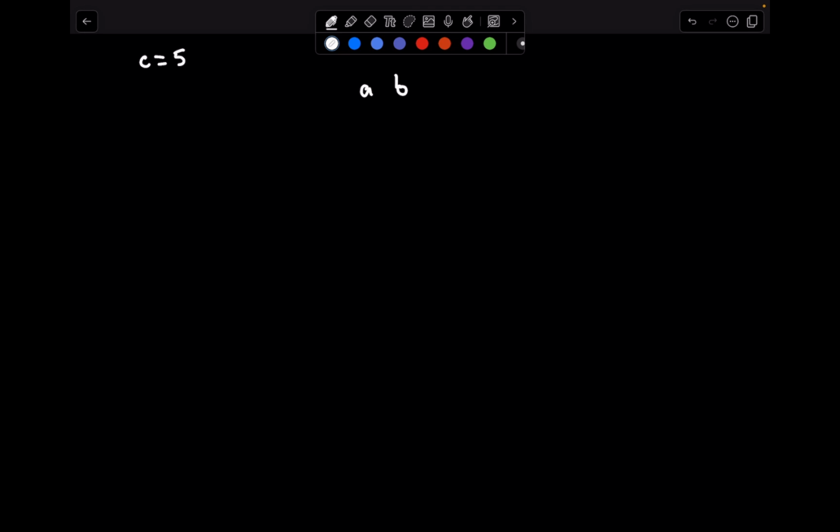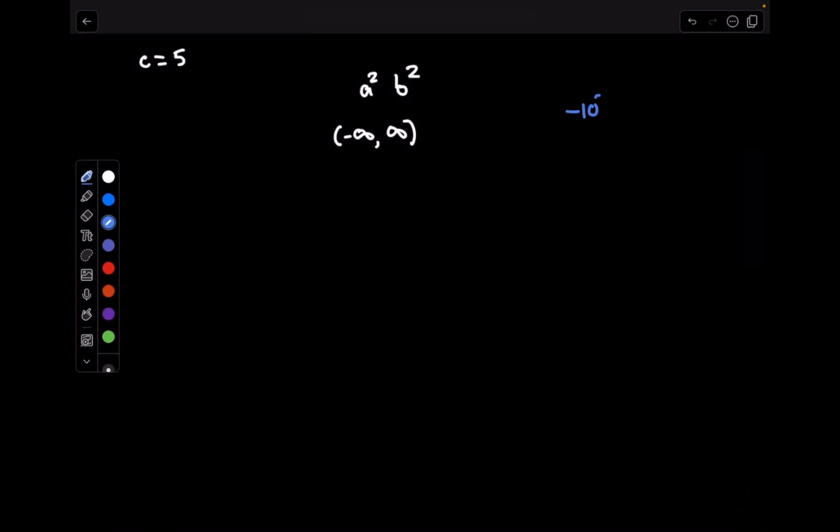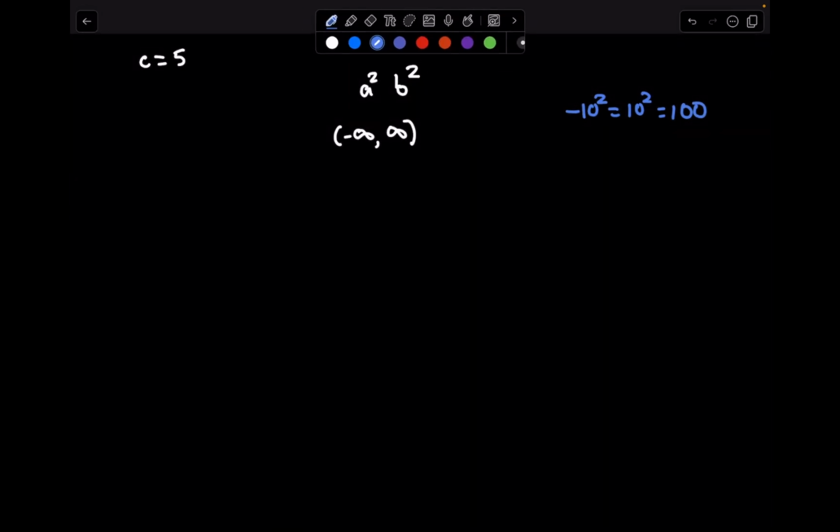So it tells us that a and b are integers. So we could have everything from negative infinity all the way to positive infinity. But one thing we can directly get rid of is all of the negative numbers, because remember, we're squaring these values. So for example, negative 10 squared is the same thing as positive 10 squared, which is equal to 100. So since we got rid of these negatives, we don't need to worry about any negative values. So then the range would just be 0 to positive infinity.